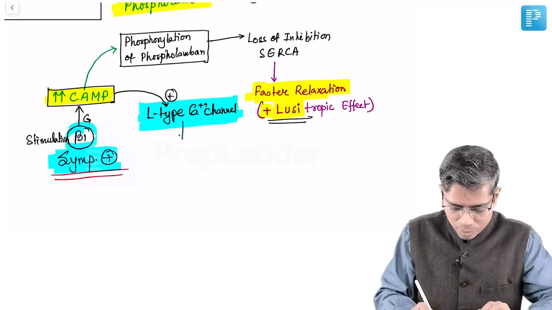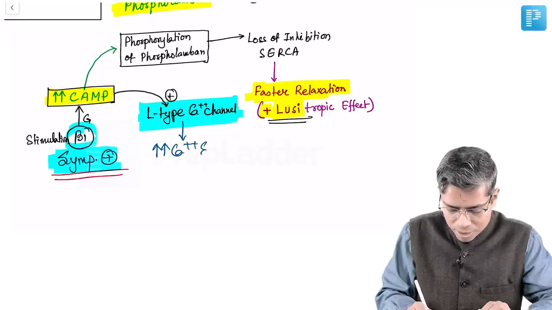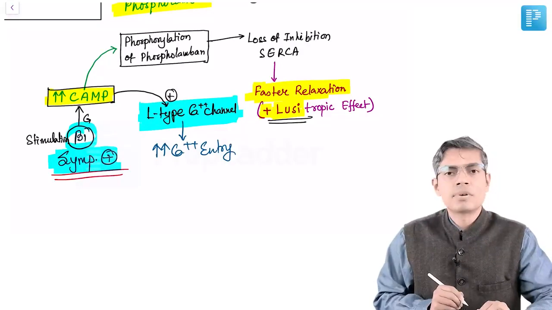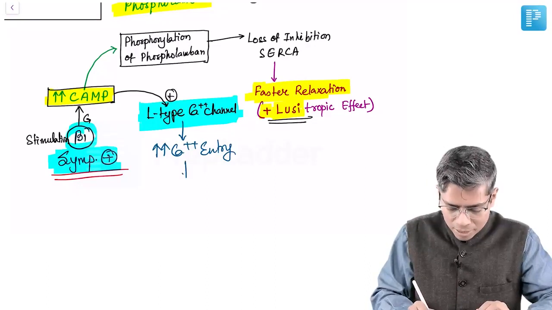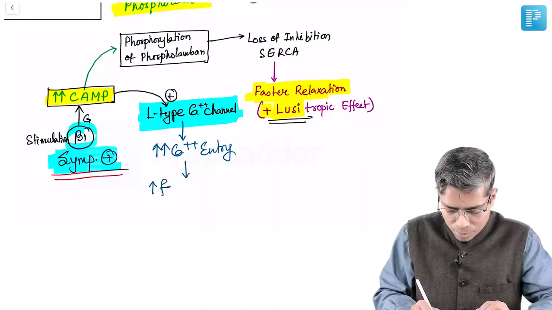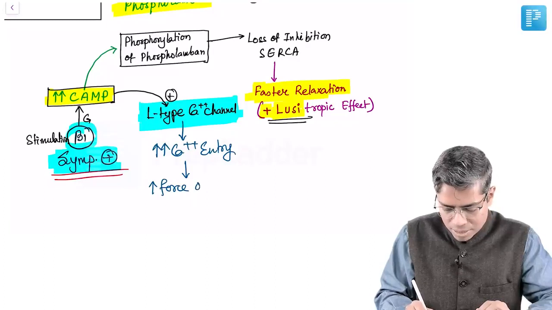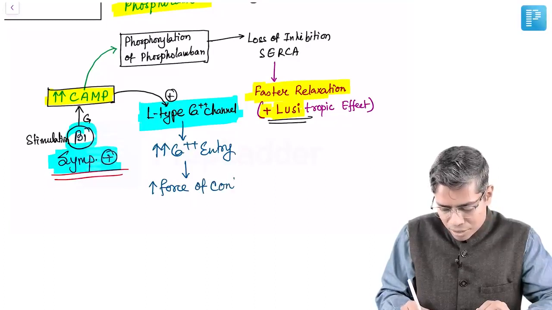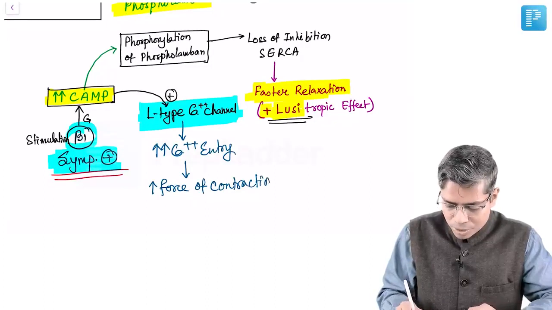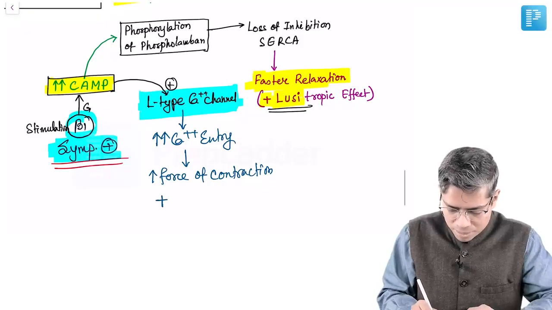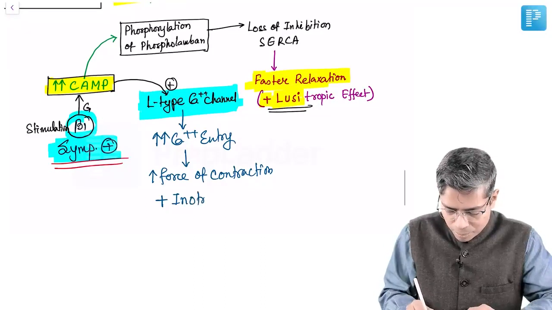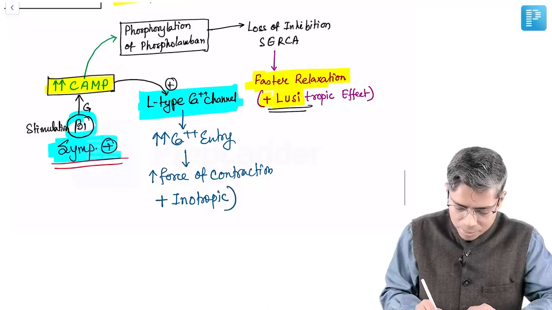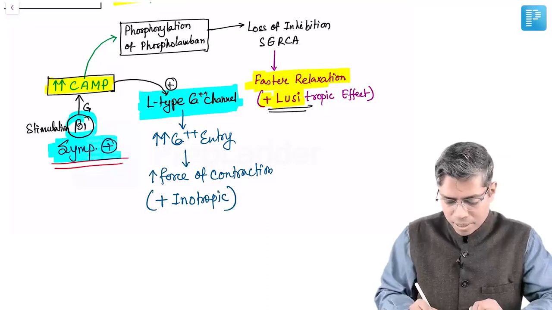Because of this stimulation, what will happen? A huge amount of calcium will enter the myocardium from the extracellular fluid, and that will cause increased force of myocardial contraction. This increased force of contraction is known as the positive inotropic effect on myocardium.